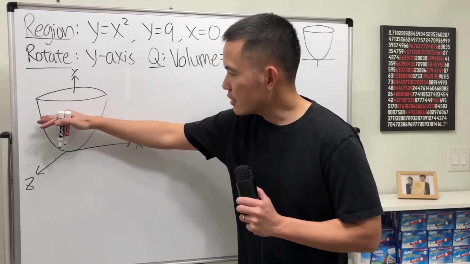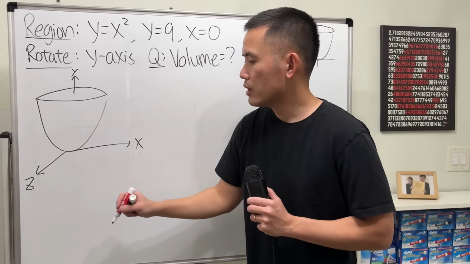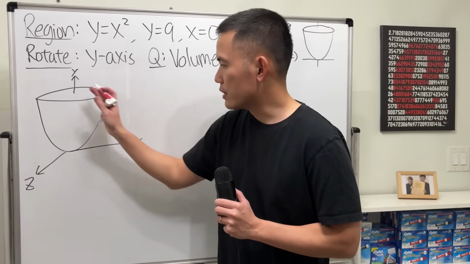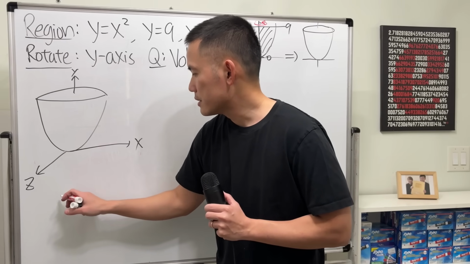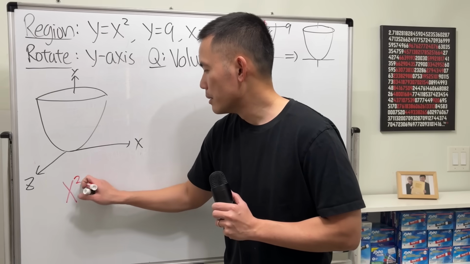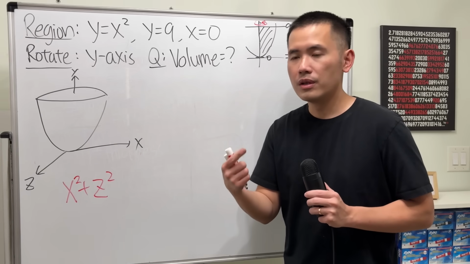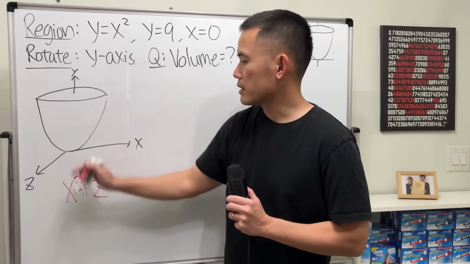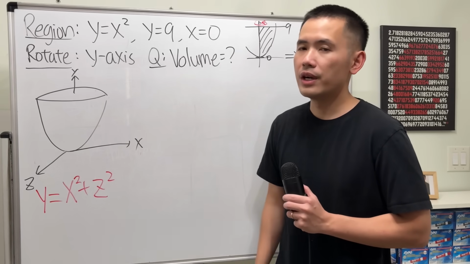And if you project down the circle, you are on the xz plane. So in fact, this equation for this solid, or for this surface, depends on how you look at it, is x squared plus z squared, because that will generate a circle. And now the y is going up like this, so y is equal to that. So that's the equation for it.